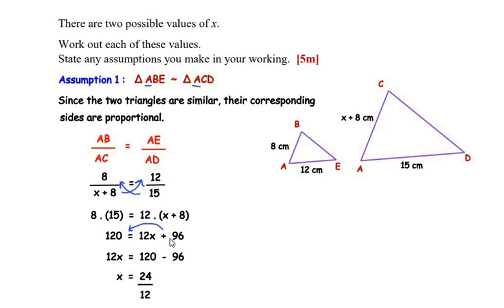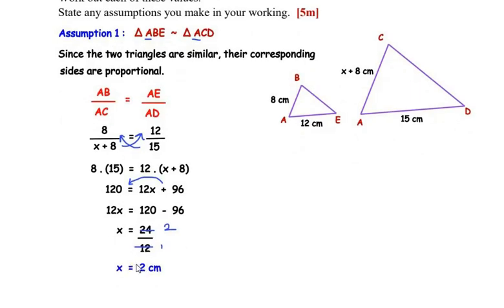Now positive 96 on the other side of equal to sign becomes negative 96. Now the difference between these two terms gives us 24. So dividing both the sides by 12 we get x is equal to 24 divided by 12. So 12 divides 24, that is 12 one times is 12 and 12 two times is 24. So we got the first value of x over here as 2 cm.